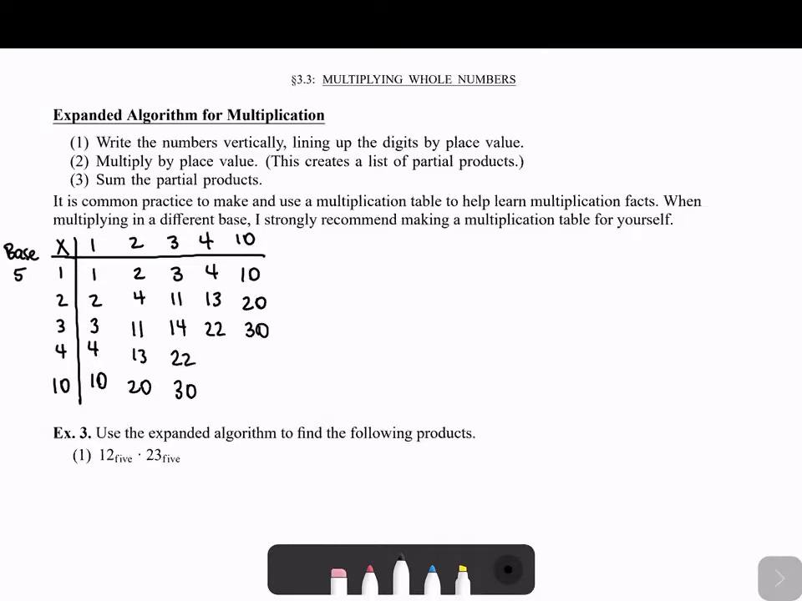And now 4 times 4 is 16, which is 3 5s and 1 left over. 4 times 1, 0 denotes 4 times 5, which is 20 and none left over. And then we can fill in that 4, 0 here. Lastly, we have 1, 0 times 1, 0, which is 5 times 5. 25 has 5 5s and none left over.